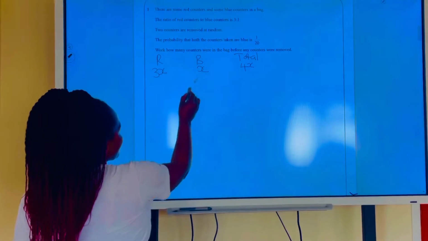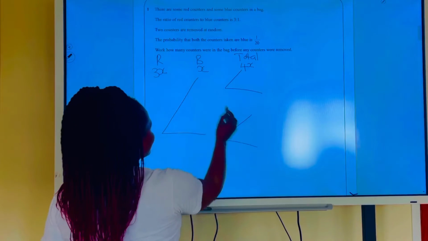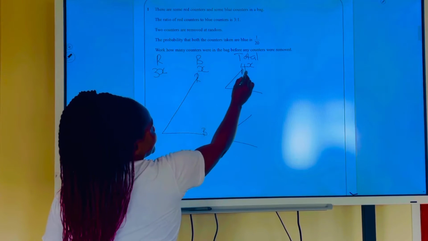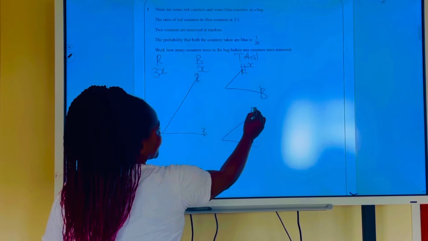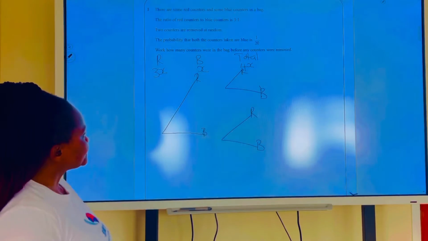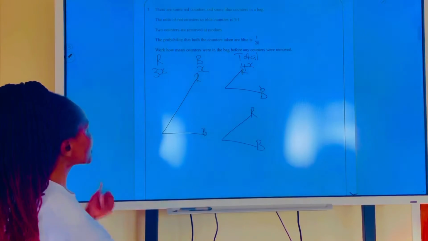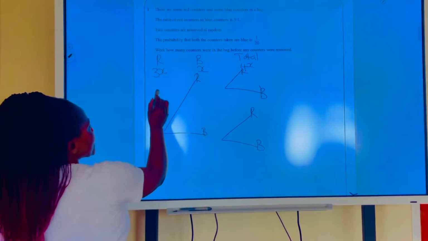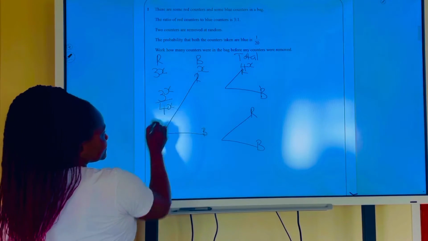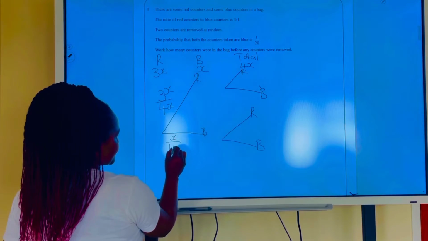So I would have red and blue, red and blue. For the first pick, I know the total is 4x and the red ones are 3x, so my first branch will be 3x over 4x. And for the blue, that will be x over 4x.